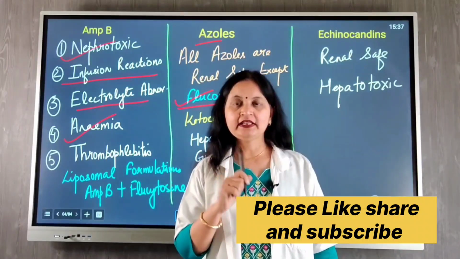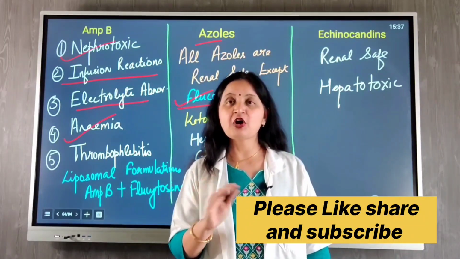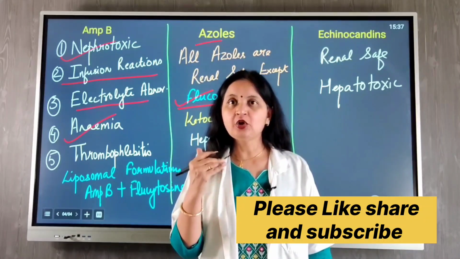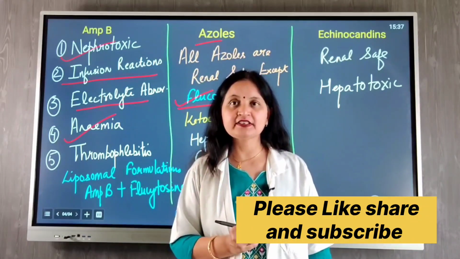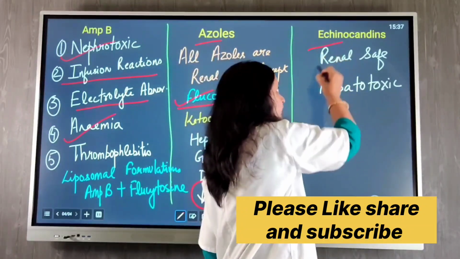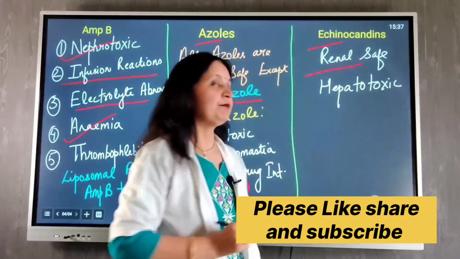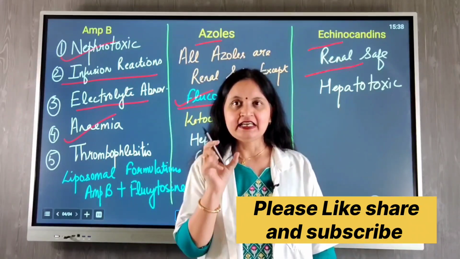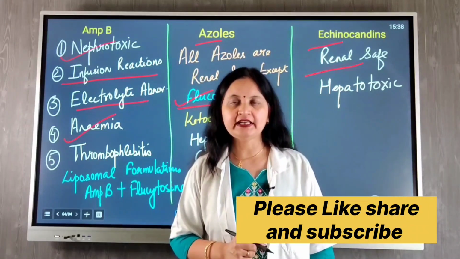Therefore, caution is advised with intravenous use of itraconazole and also voriconazole because of the presence of cyclodextrin, which is nephrotoxic. Now, when it comes to echinocandins, echinocandins are also eliminated and metabolized by the liver, so they are not dependent on the kidney for excretion, so they are renal safe. So, echinocandins are also renal safe and can be prescribed in a patient with kidney disease. However, hepatotoxicity is the side effect of echinocandins.